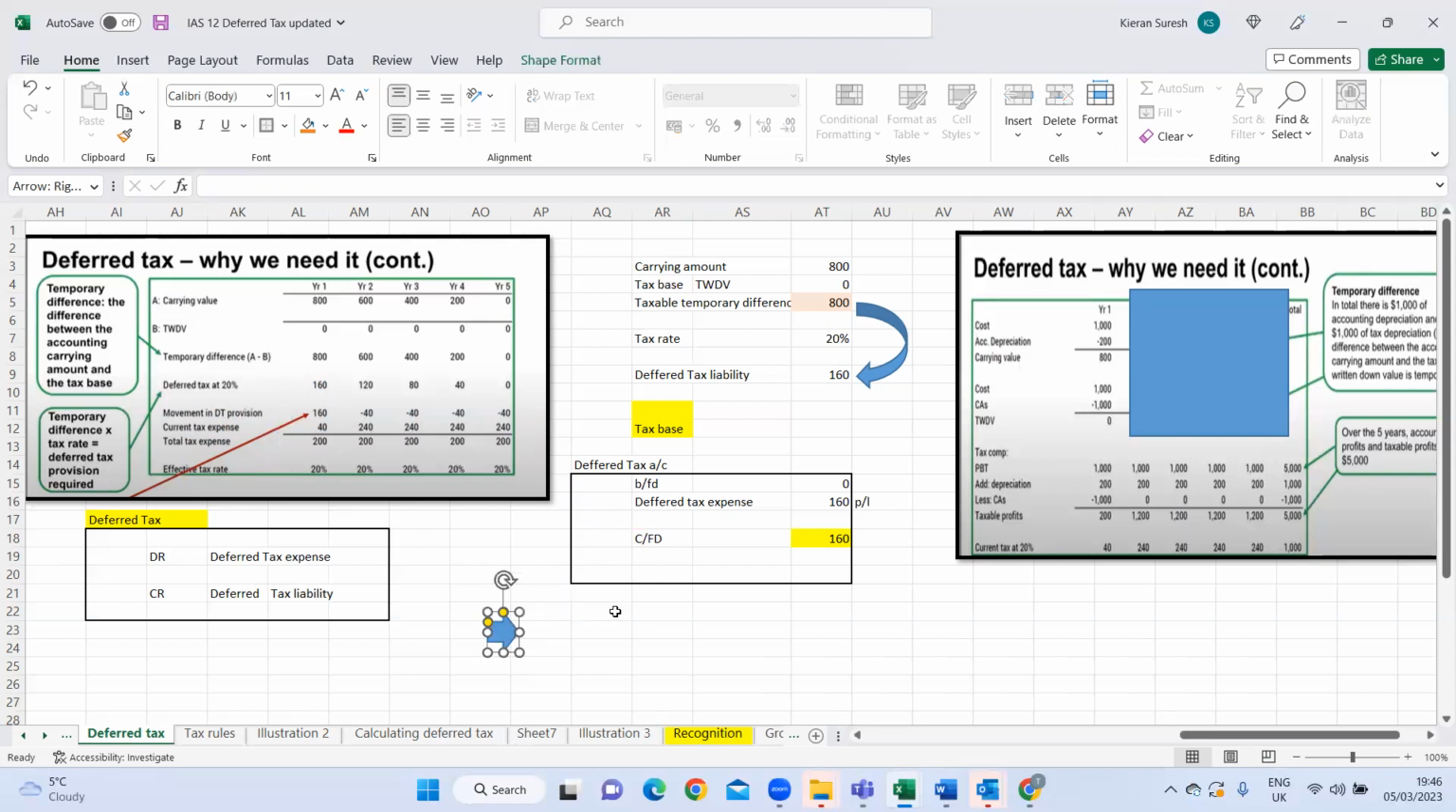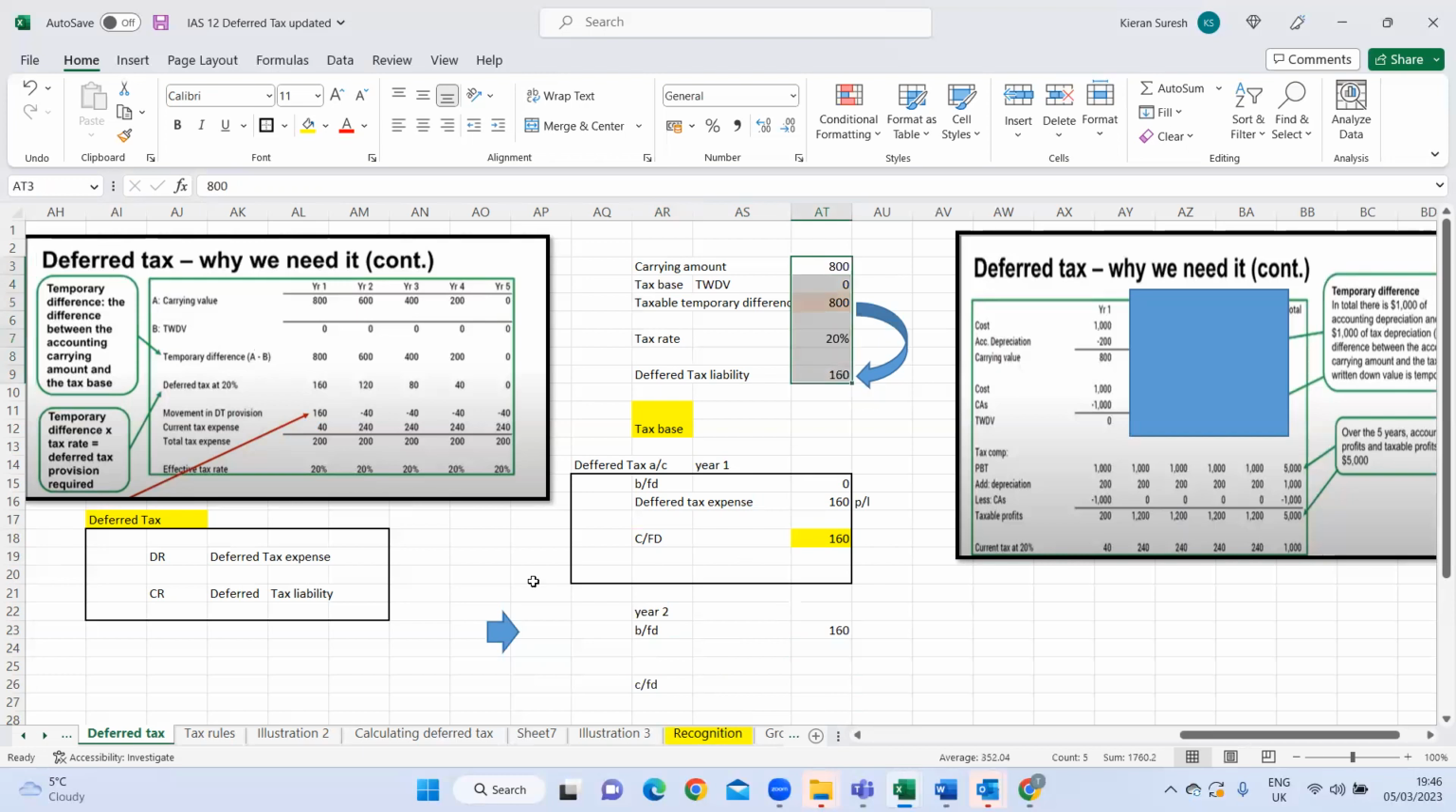So if I move on to my second year, year two, in year two I would have a brought forward balance. What was my brought forward balance? The carry forward of last year would appear as a brought forward balance. Now I would have my closing balance of deferred tax, which would be due to the temporary difference of the second year. So what is the temporary difference of the second year?